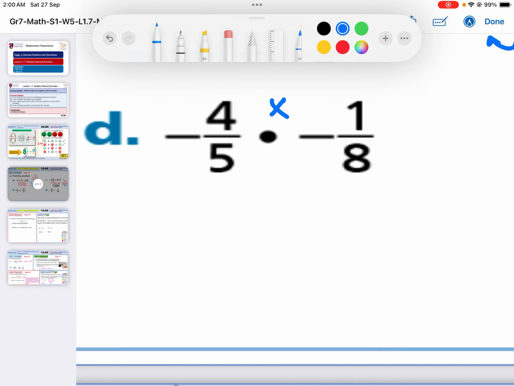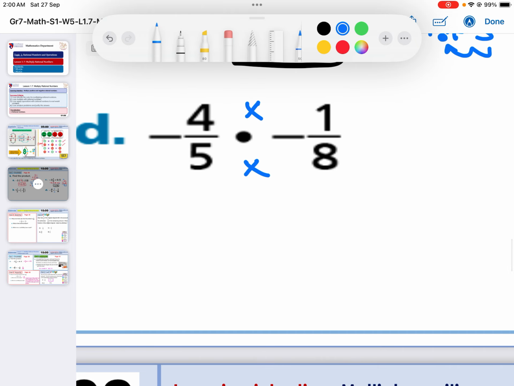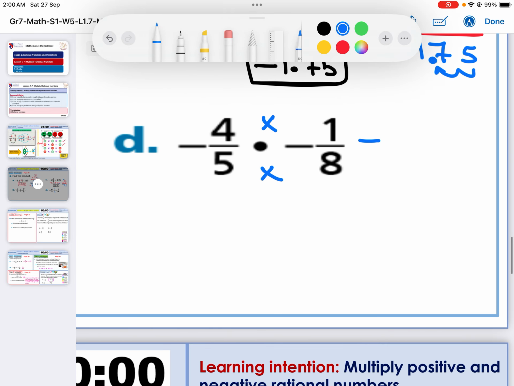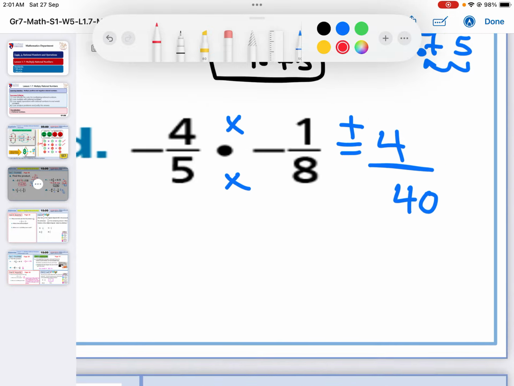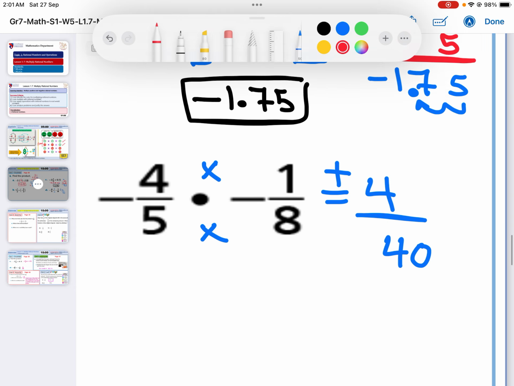This one times this one, top times top, and bottom times bottom. So 4 times 1, that will be a 4, and 5 times 8, that will be 40, and the sign will be positive. Here, you can simplify this. How? I know it's a proper fraction. You will say it's in simplest form, but no. They both can be divided by 4.